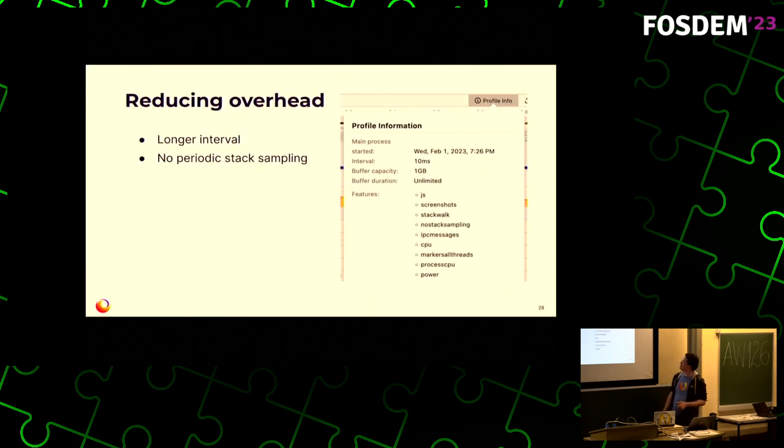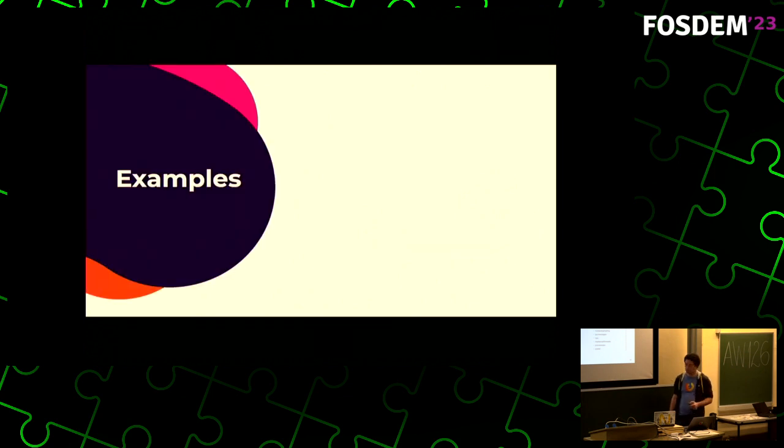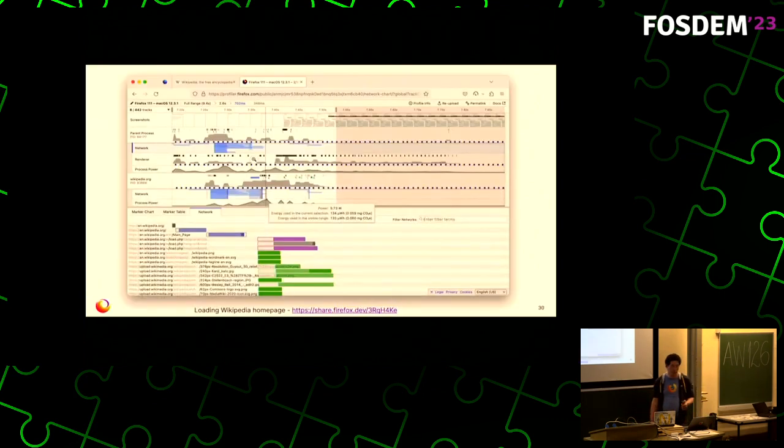Oh, it appeared quickly. So yeah, we see the features here that were enabled: power profiling, markers for all threads, and sampling every 10 milliseconds instead of every 1 millisecond. Now that I explained how we got this power profiling thing, I will show examples of what it looks like when we power profile something.